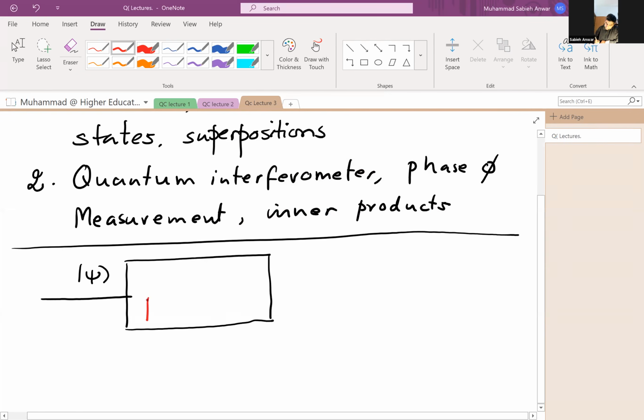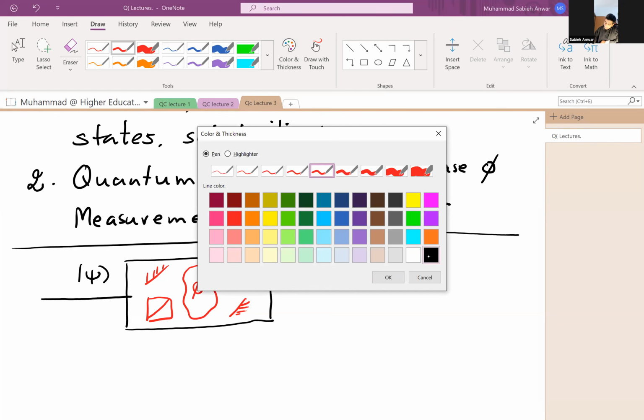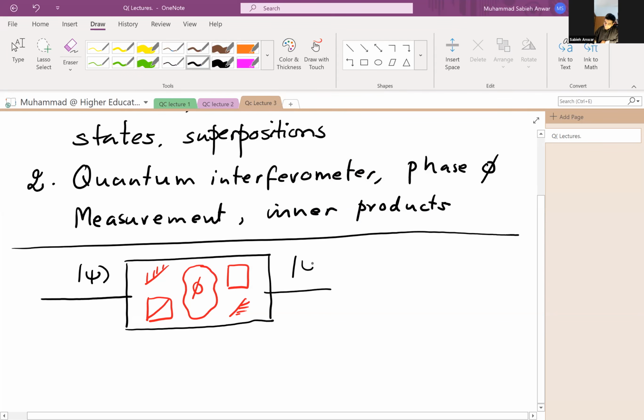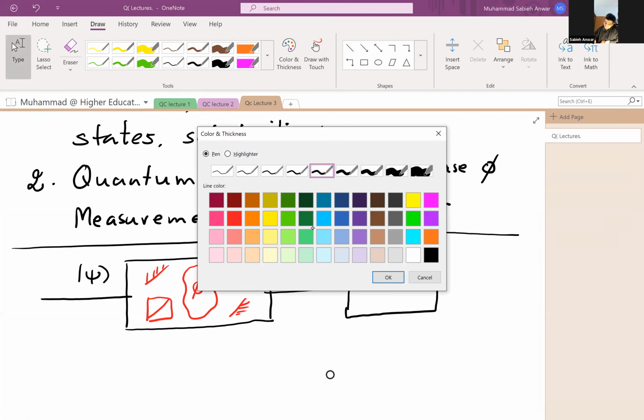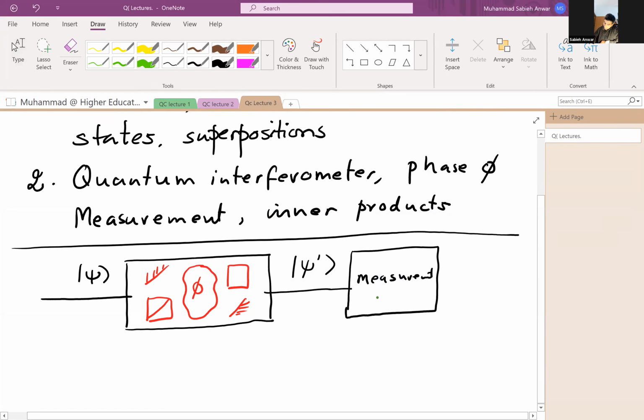So our sequence of operations was a pair of beam splitters, a pair of mirrors, and possibly a phase medium in between. And there was an output state. Let's call that output state psi dash. And then we had some kind of measurement. The measurement in our case comprised two detectors placed after the beam splitter. So let me draw this scheme. After the beam splitter, we have two detectors, P0 and P1.